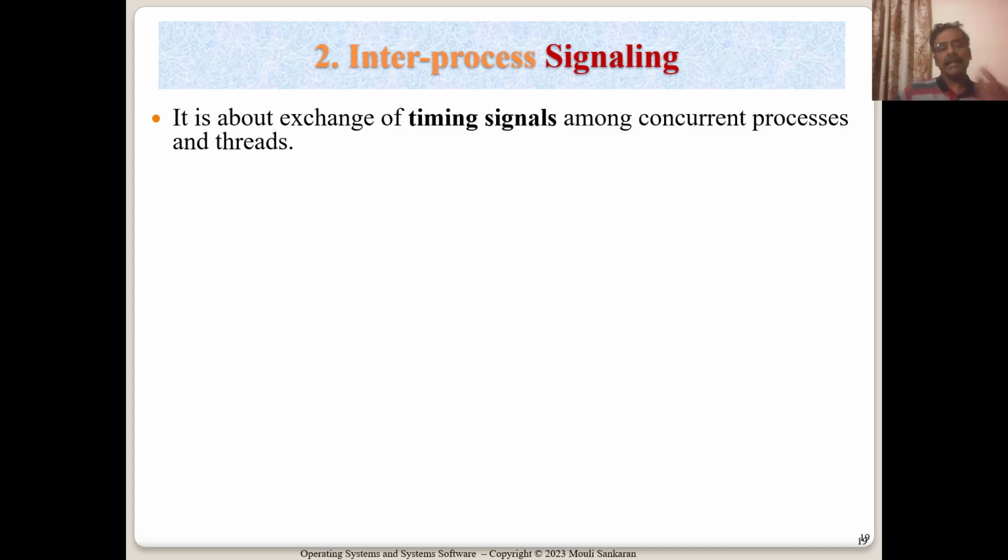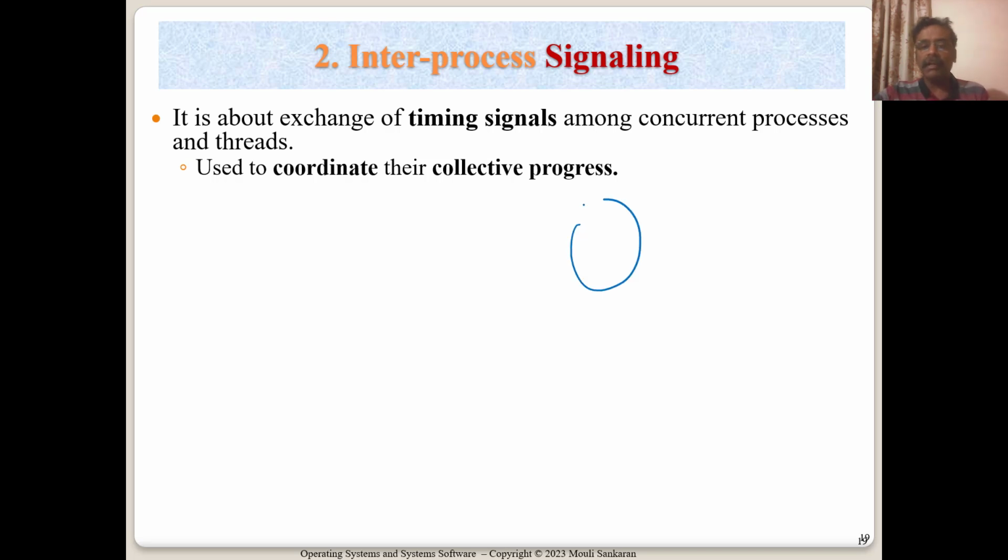Now, what is signaling? As I told you, if I am pressing Control C, I need to inform the process that the user is interested in stopping it. That signal has to be communicated to the process. So that's one way of IPC, where there is no associated data. It only says that the user has pressed Control C and the process needs to be stopped. Or there could be a timing interrupt which is coming from the timer. So this is one way of signaling.